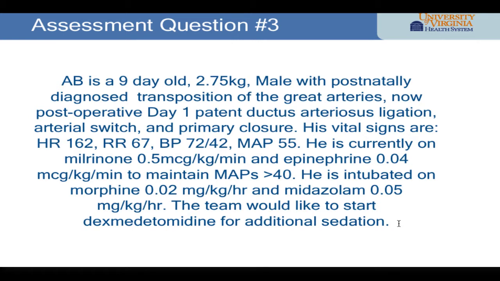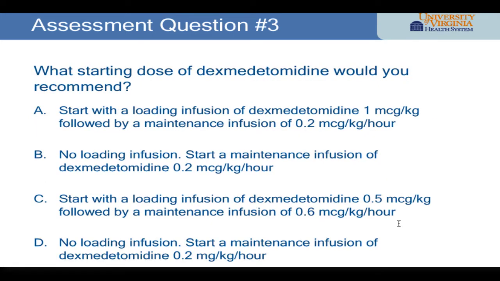So this brings us to our next assessment question. AB is a 9-day-old, 2.75 kilo male with postnatally diagnosed transposition of the great arteries, now postoperative day 1 from patent ductus arteriosus ligation, arterial switch, and primary closure. His vital signs are listed up there for you. He is currently on milrinone and epinephrine drips to maintain MAPs greater than 40, and he is intubated on morphine and midazolam, and the team would like to start dexmedetomidine for additional sedation. What starting dose of dexmedetomidine would you recommend?